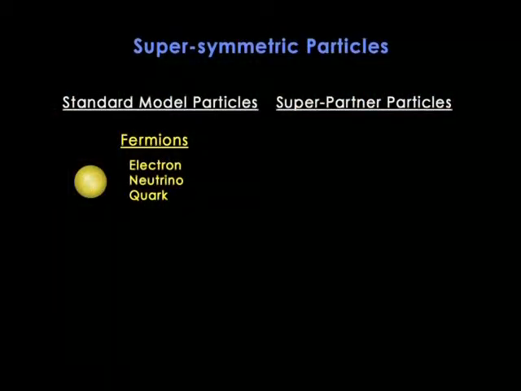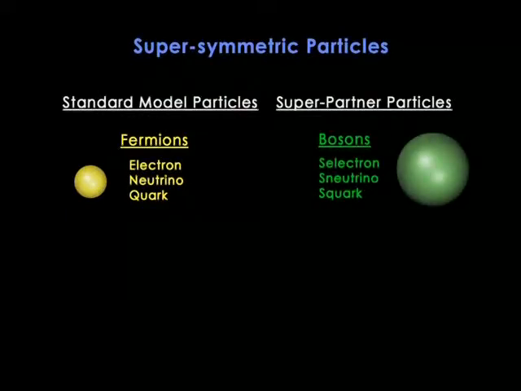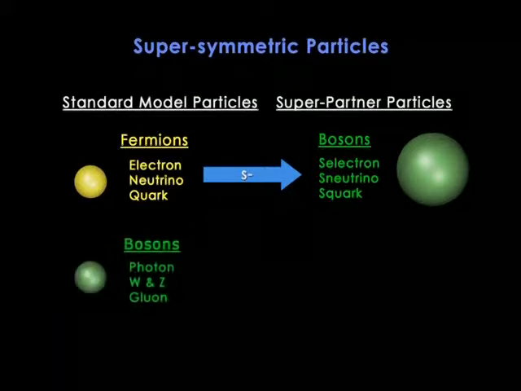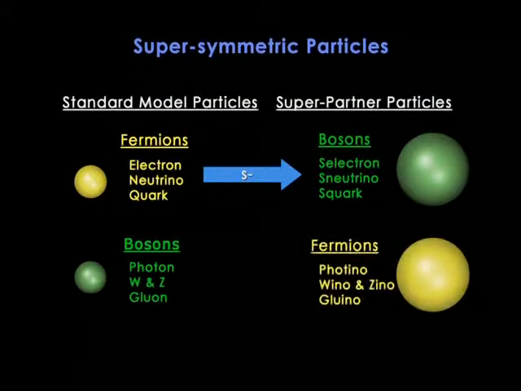So the superpartners of the Standard Model fermions, the electron, neutrino, and quark, are bosons called the selectron, sneutrino, and squark. You just add an S prefix. And the superpartner particles to the Standard Model bosons, the photon, W and Z, and gluon, are fermions called the photino, the wino, the zeno, and the gluino. You just add an eno postfix.